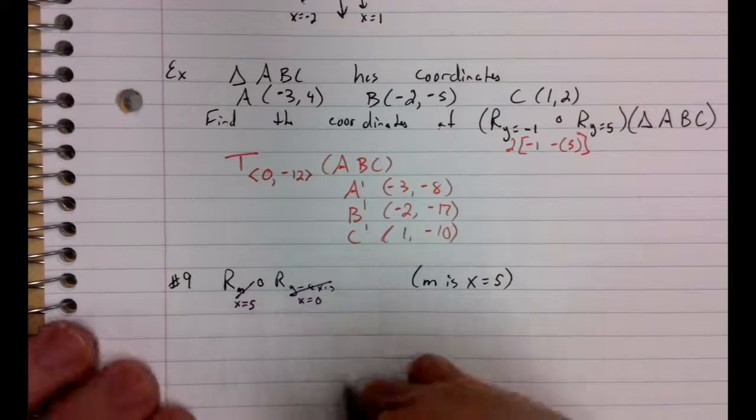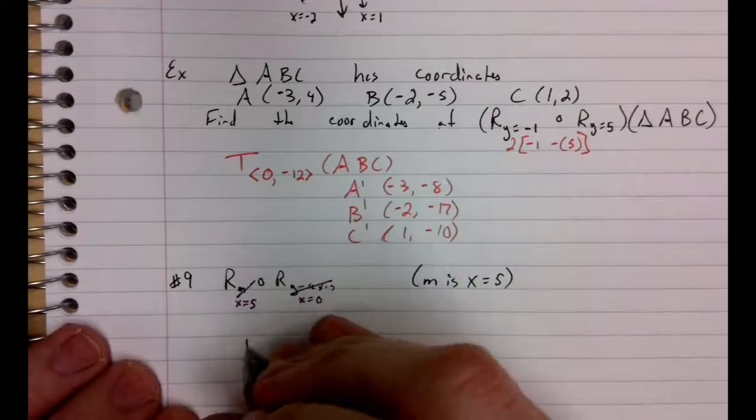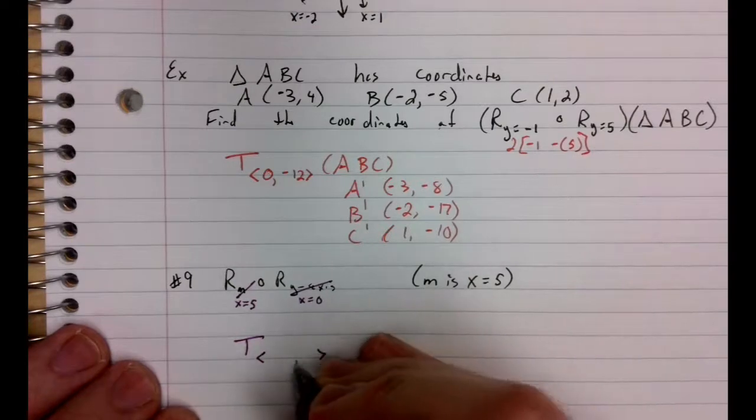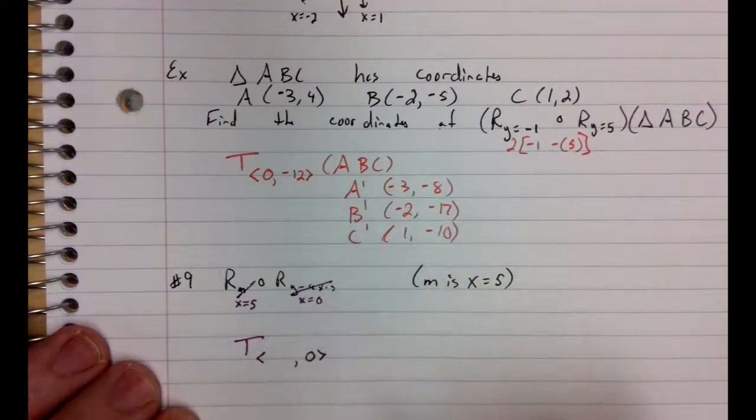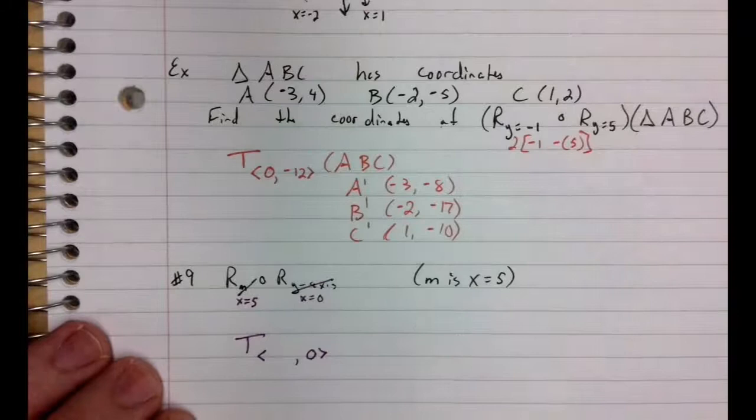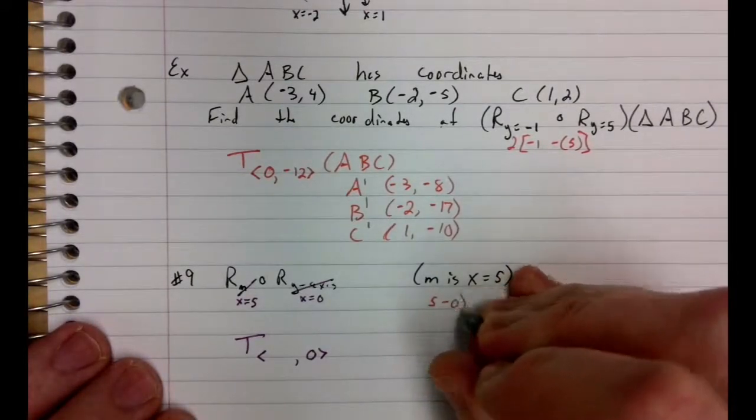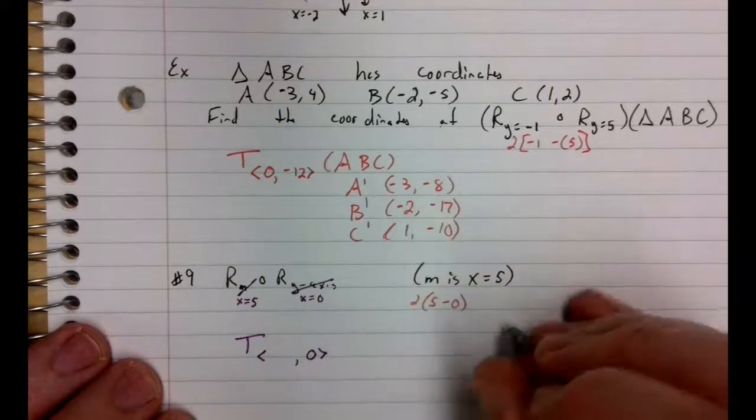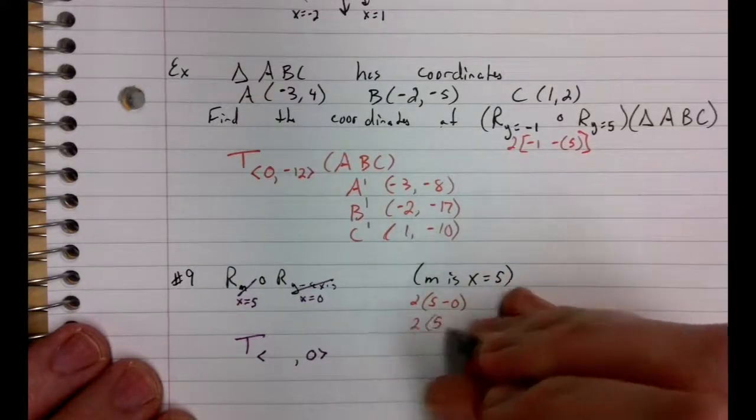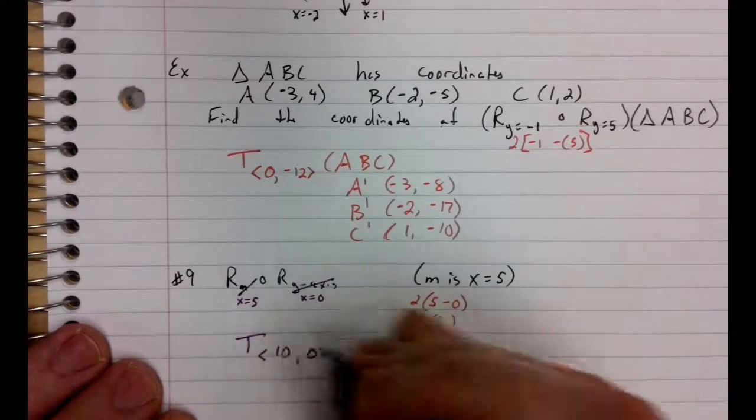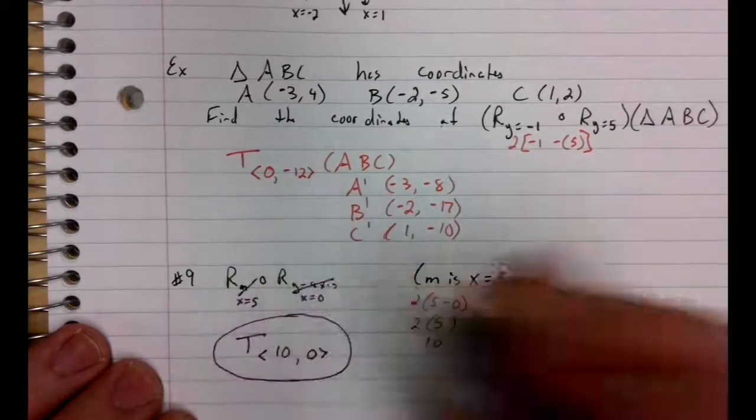Now I'm ready to rewrite this as a translation. So this will be a translation, right? Since those are both x equals, I know that the y value is not going to change, that'll be 0. And now I'll go ahead and do my little side math where I do 5 minus 0, and then I double it. 5 minus 0 is 5, times 2 is 10. So this number right here is going to be 10, and this will be my composition of translations.